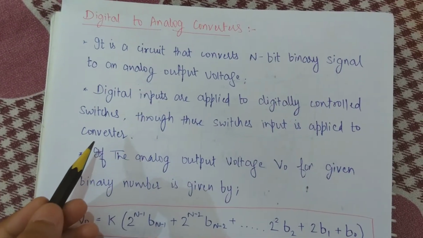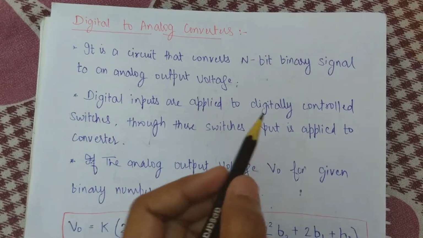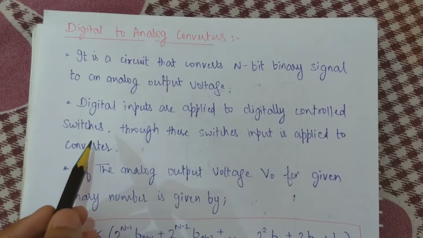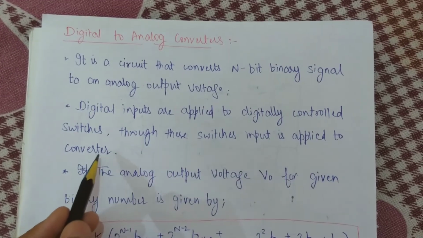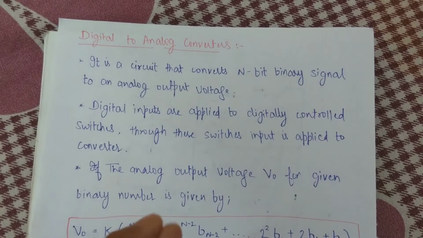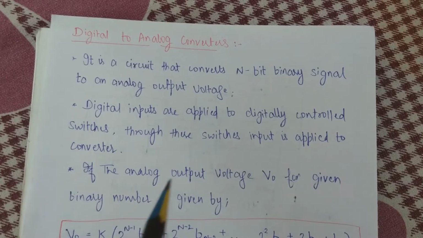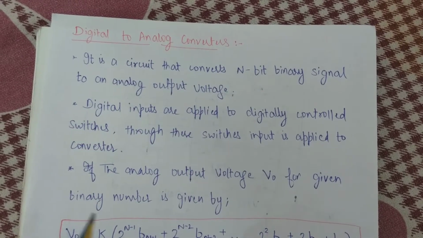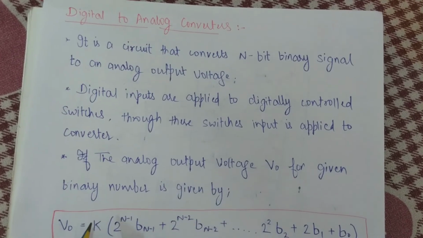Now how will you apply your digital input? To apply the digital input, we require digitally controlled switches. Okay, through these switches input is applied to the converter. Now if your bit is 1, we set the switch to the 1 position, and if your input is 0, we turn off the switch. Okay, in this way we apply our digital input to the digital to analog converter.